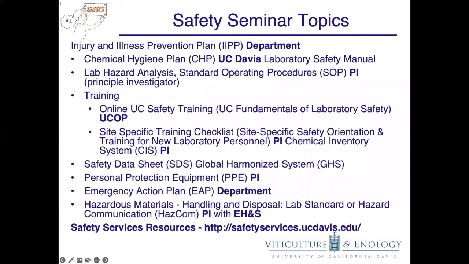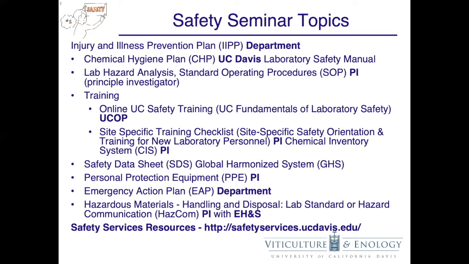These are the main topics that we will discuss today. The Injury and Illness Prevention Plan, or IIPP, which is filled out and provided to employees and students by the department. The Chemical Hygiene Plan, which is in the Campus Distributed Laboratory Safety Manual. Lab Hazard Assessment Tool, or LHAT, and Standard Operating Procedures, which are lab-specific and completed and distributed by the PI. Training, such as the UC safety training called the UC Fundamentals of Laboratory Safety, and site-specific training, which is done by the PIs or lab managers in each laboratory. And the chemical inventory system, which uses the online tool called Chemicals.